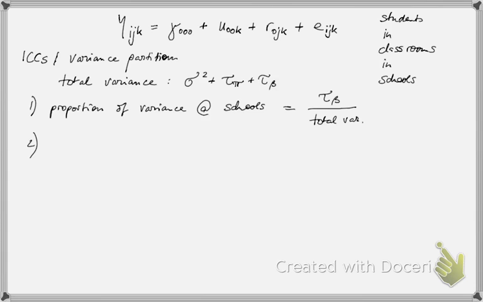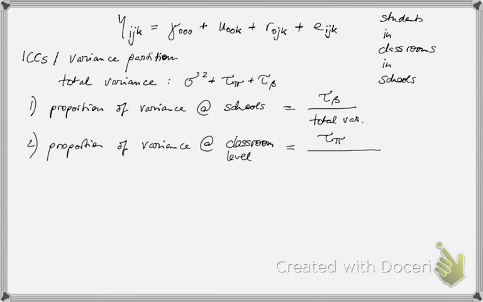Now, secondly, I can say what's the proportion of variance at the classroom level? And that would then be the variance that's attributed to the classroom level, which is level 2, so the tau pi, divided by the total variance. And then we could also calculate the proportion of variance at the individual level.